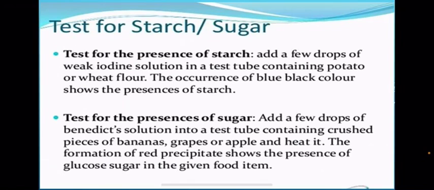Test for the presence of sugar. Add a few drops of Benedict's solution into a test tube containing crushed pieces of banana, grapes or apple and heat it. The formation of red precipitate shows the presence of glucose in the food items.